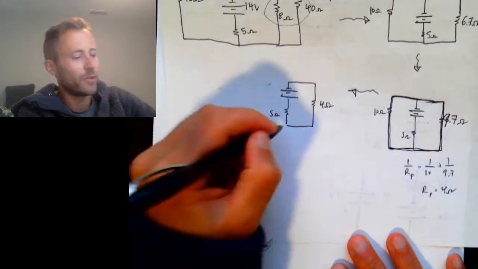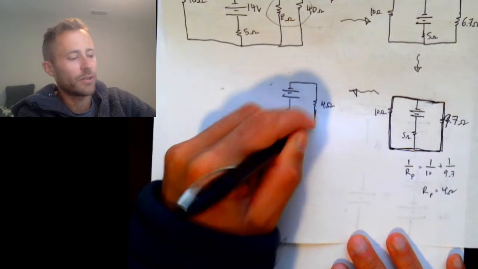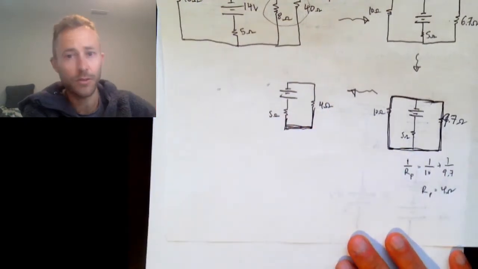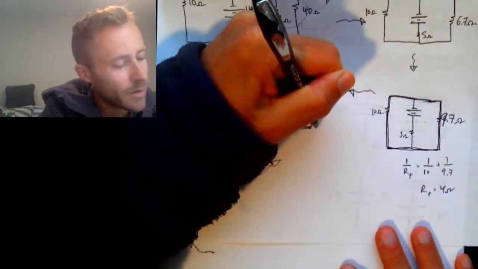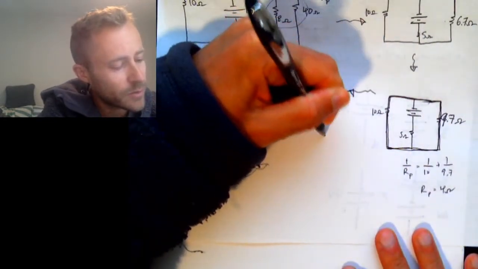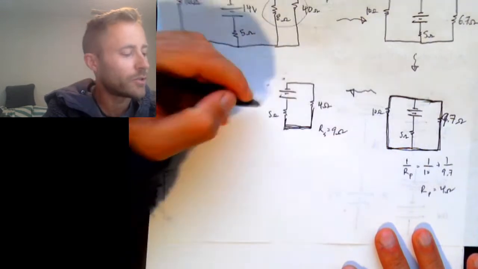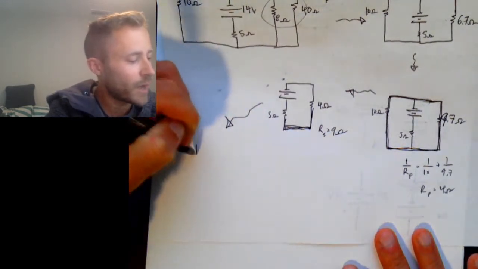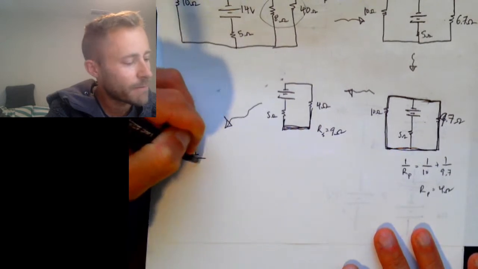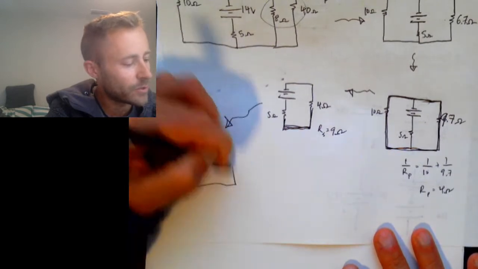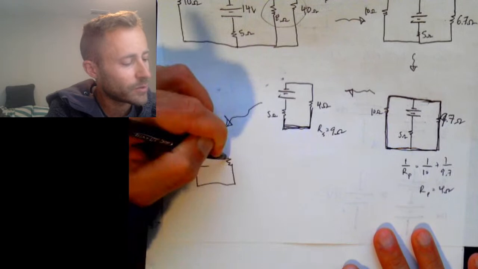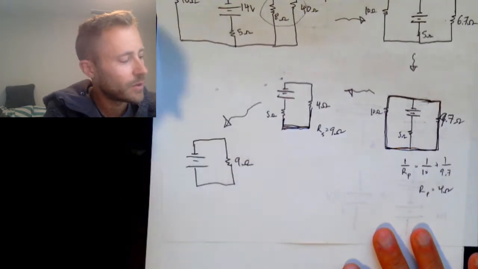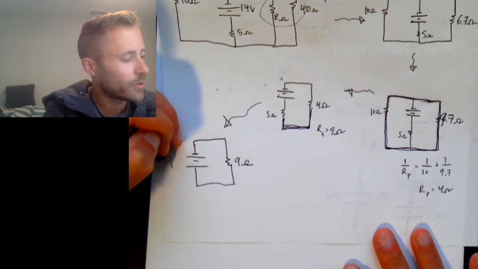So now I see that those are in series because I can go along this path and it has no forks. It has bends, but it doesn't have forks. So we have R sub S is 9 ohms. And so then I have reduced it down to a single battery and a single resistor. That single resistor is 9 ohms. And this is a 14-volt battery.